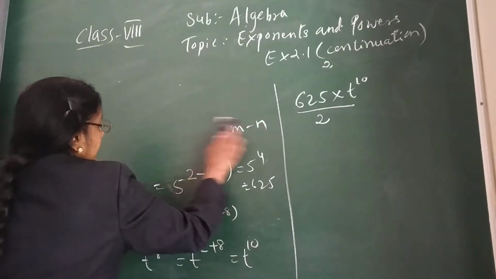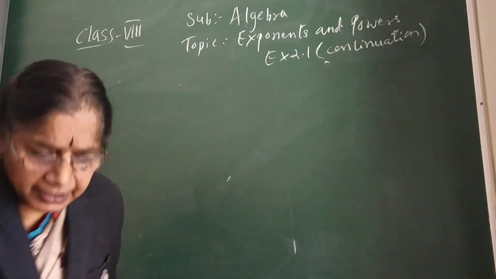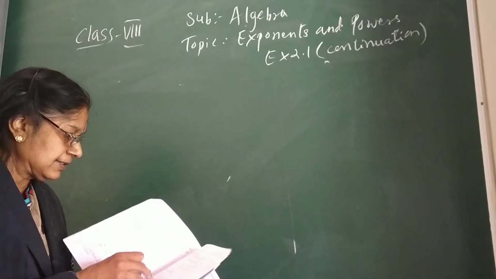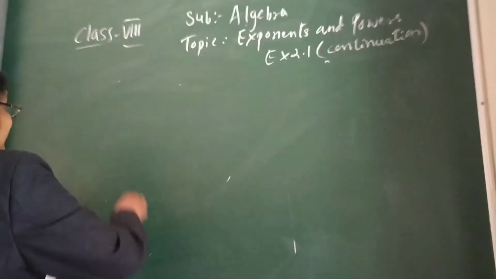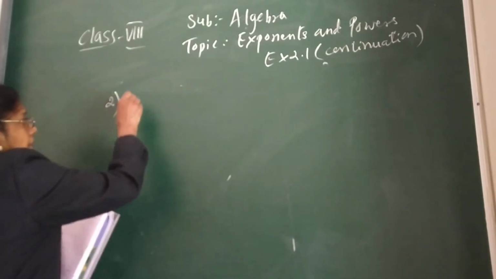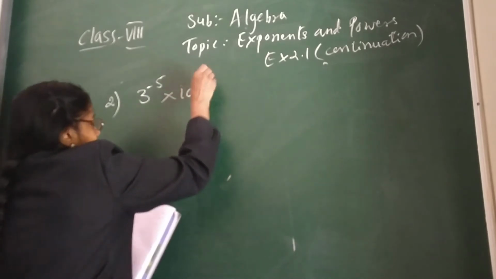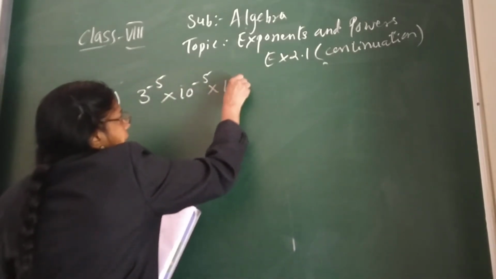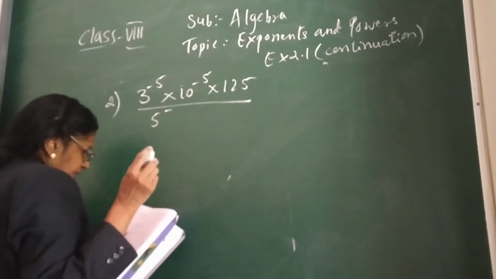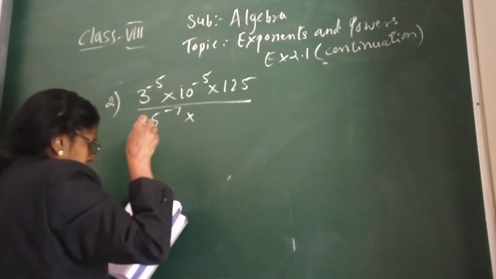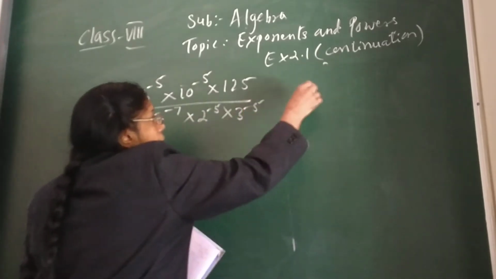Okay. Now next one more sum is there in that exercise that we will do. t to the power of minus 5 into 10 to the power of minus 5 into 125, whole divided by 5 to the power of minus 7 into 2 to the power of minus 5 into 3 to the power of minus 5.